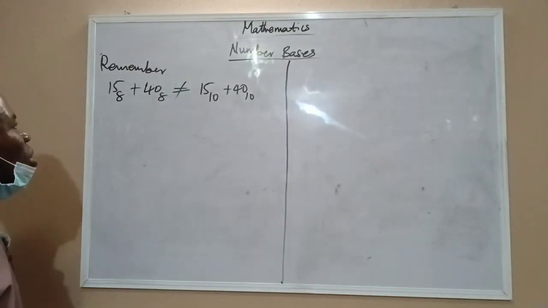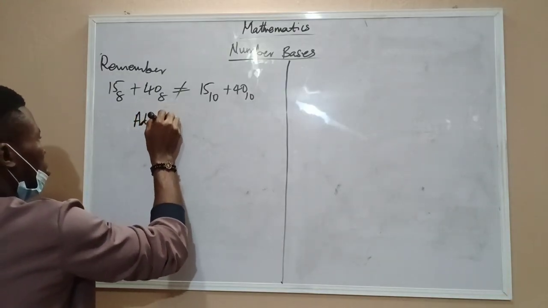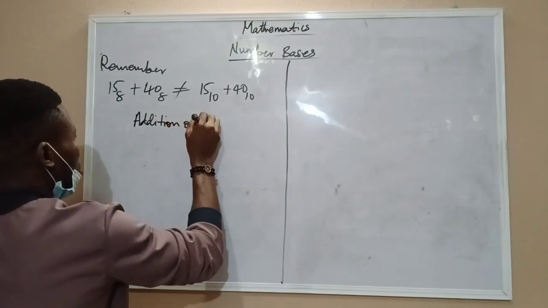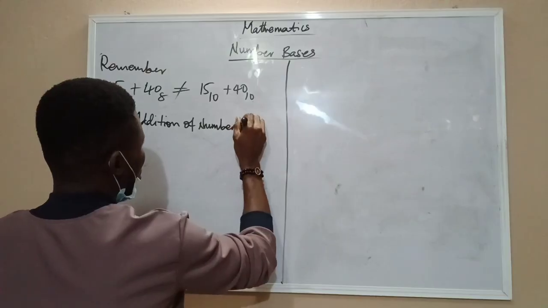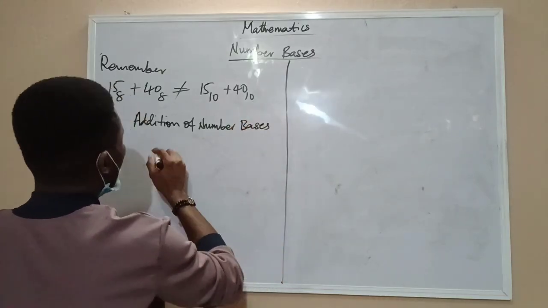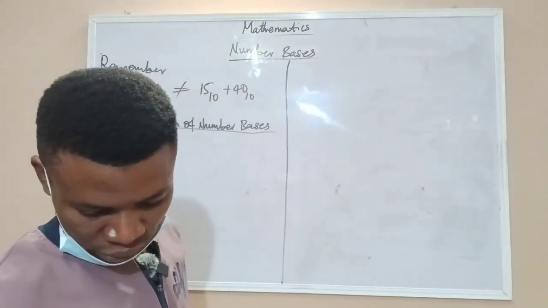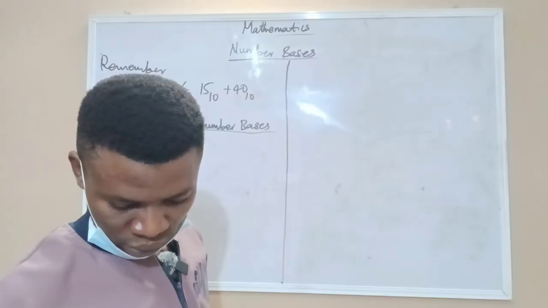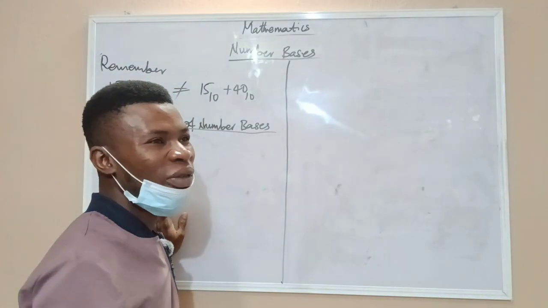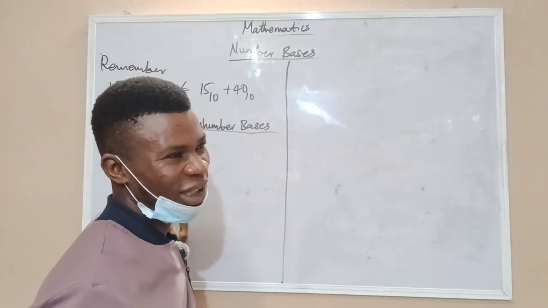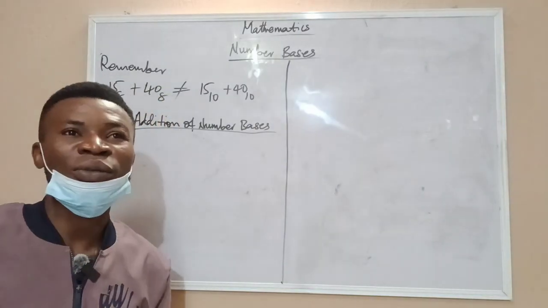So now let's start with addition of number bases. When we come to addition of number bases, we will start from the one everybody is familiar with, base 10. Of course, I know it is simple, but let's start from there so that we have where to start before we move to other ones.